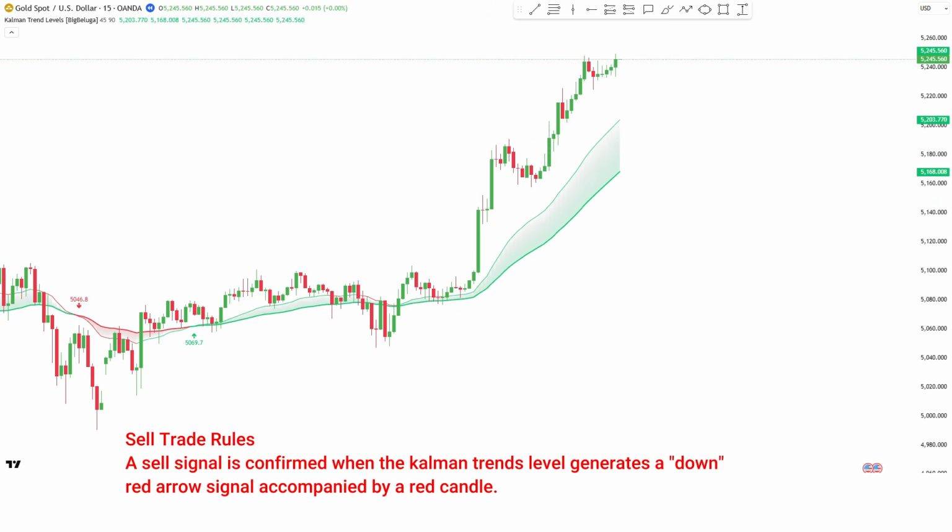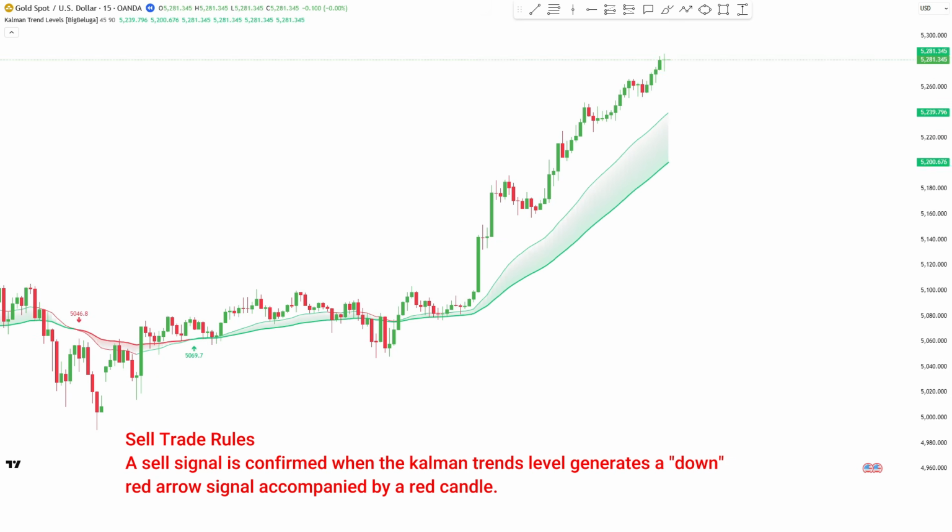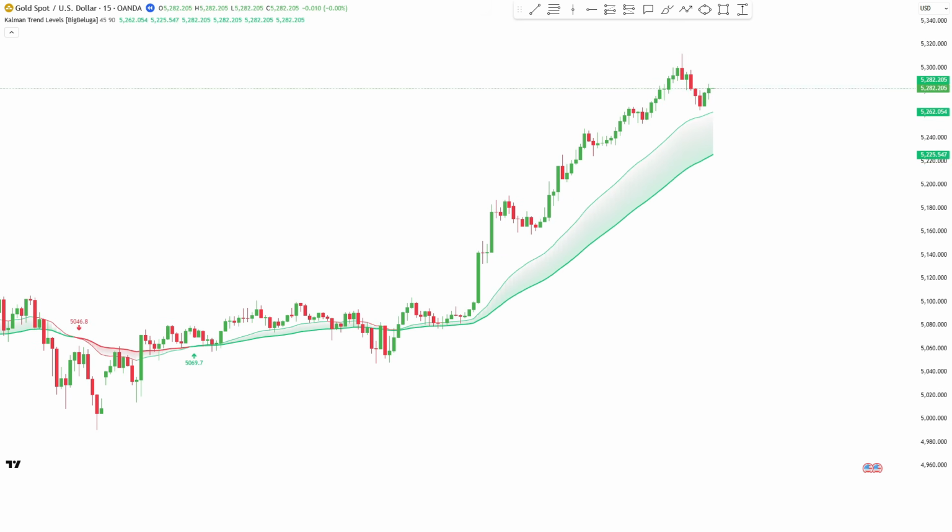Sell trade rules. A sell signal is confirmed when the Kalman Trend Levels generates a down red arrow signal accompanied by a red candle.